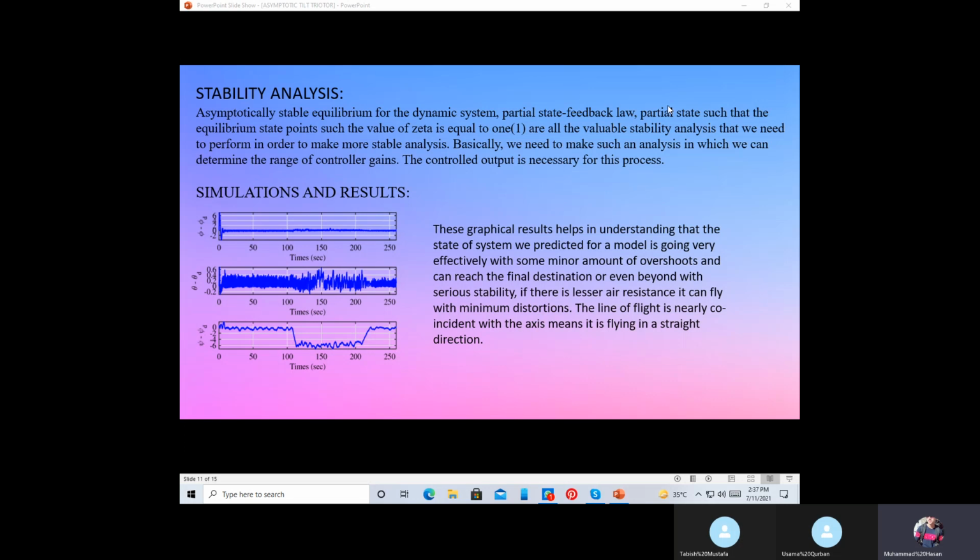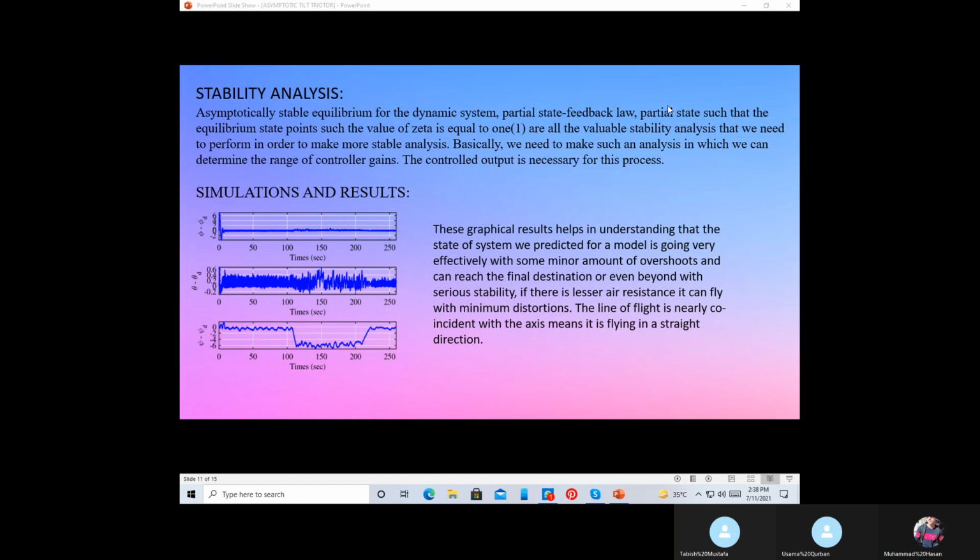And we can see that there is some amount of overshoot, but it is negligible. They are very few in number. If there is less air resistance, then these overshoots will also reduce, and we will achieve minor amounts of overshoot.